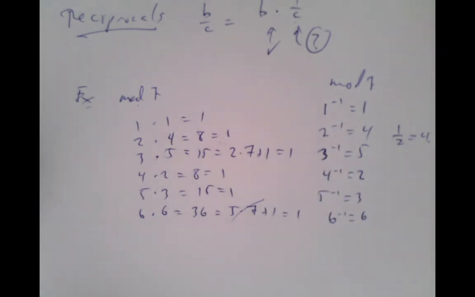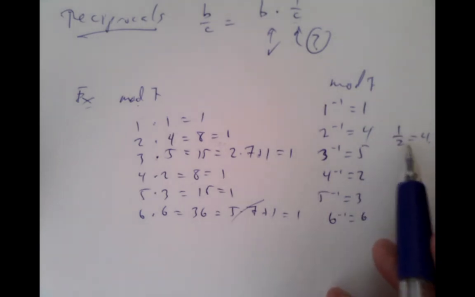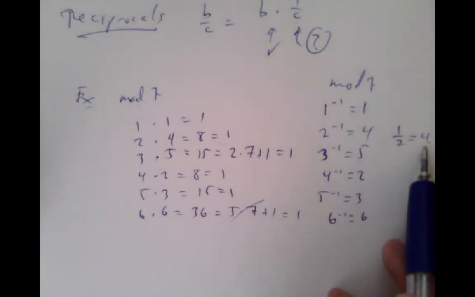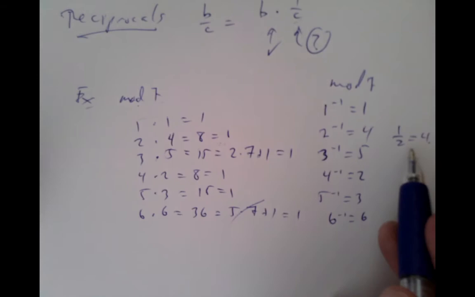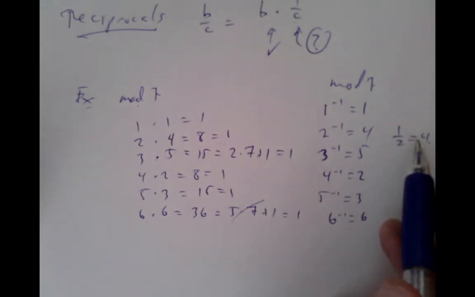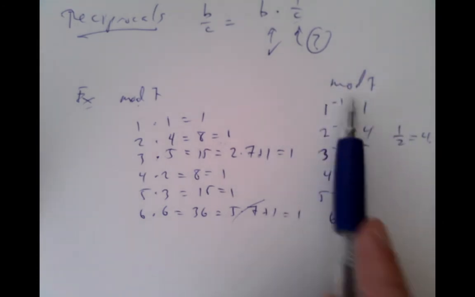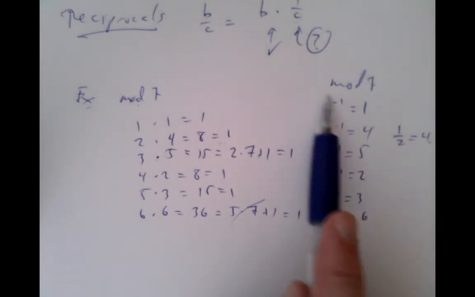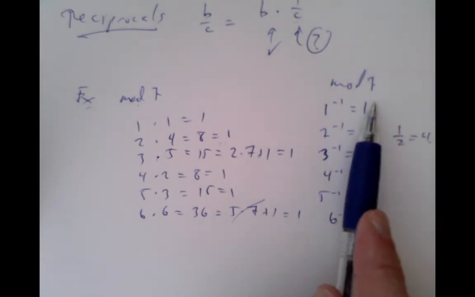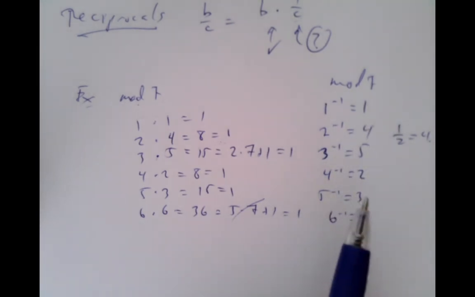It's a bit strange, though. Again, our notion of 1 half when we work mod 7 shouldn't be a number in between 0 and 1. It should be a possible remainder. We're looking at remainders mod 7, the numbers 0 to 6. We're only allowed to work with those remainders. And so if we're looking for reciprocals, we look for them among those remainders, not among the real numbers. So that's the confusing bit.